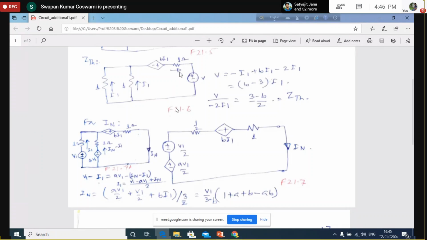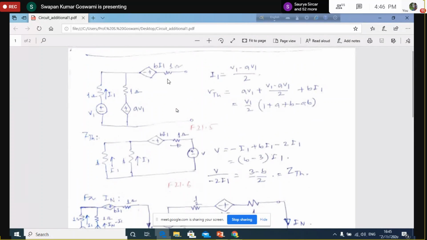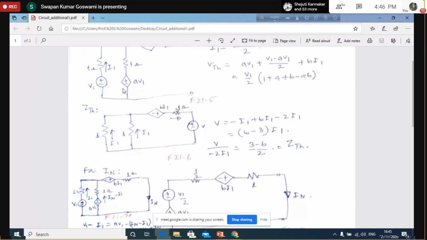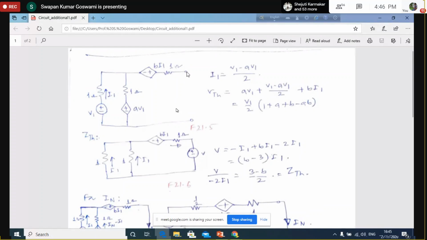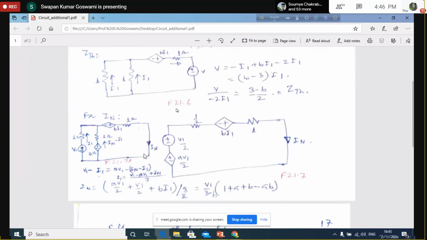In 21.7a here, we are finding the Norton equivalent. So what has to be done? The basic circuit was this one. In this circuit we shall have to find the short circuit current. To find the short circuit current here, we are shorting these two terminals. By shorting these two terminals, this is the circuit we obtain.